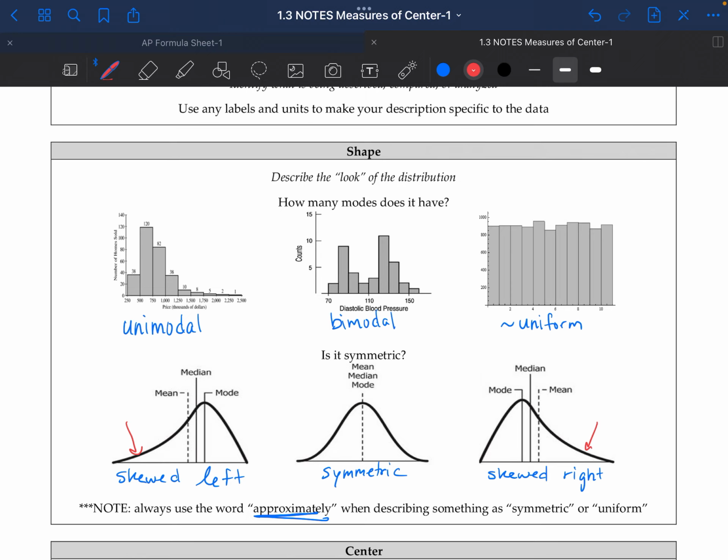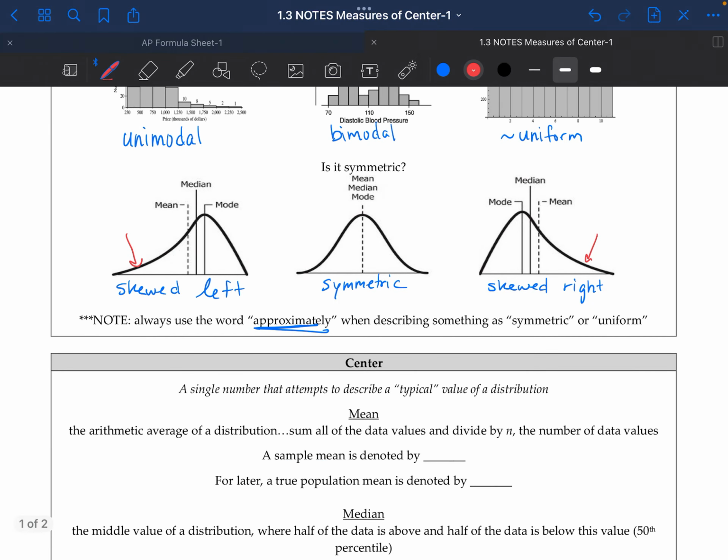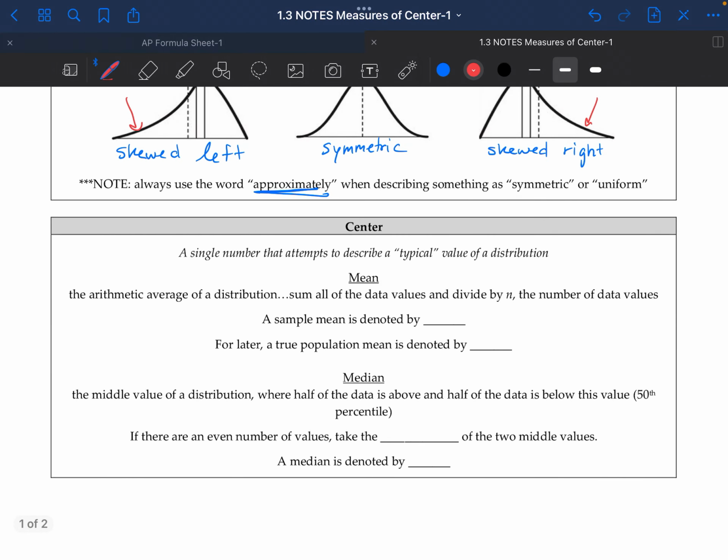All right, and so let's continue on here. Oh, and I'll take notes that, you can see there some of these measures of center are being represented in there. We can come back and look at those in just a little bit. So let's talk center. Center is our next thing.